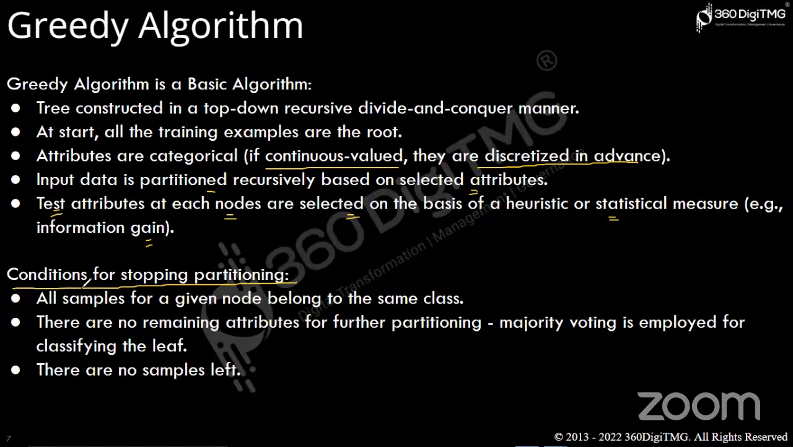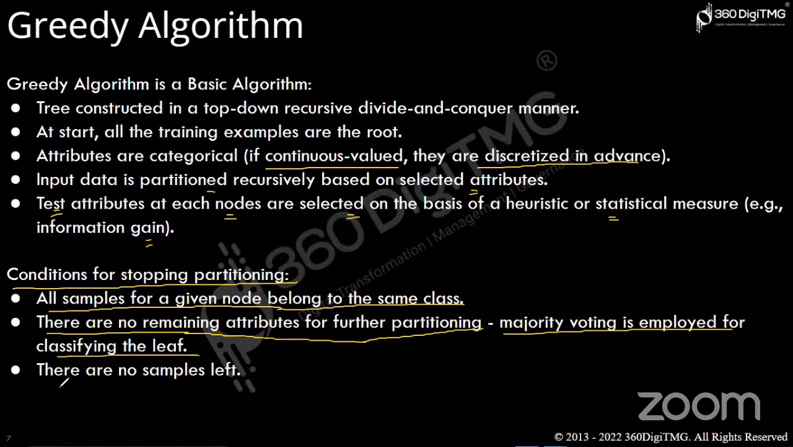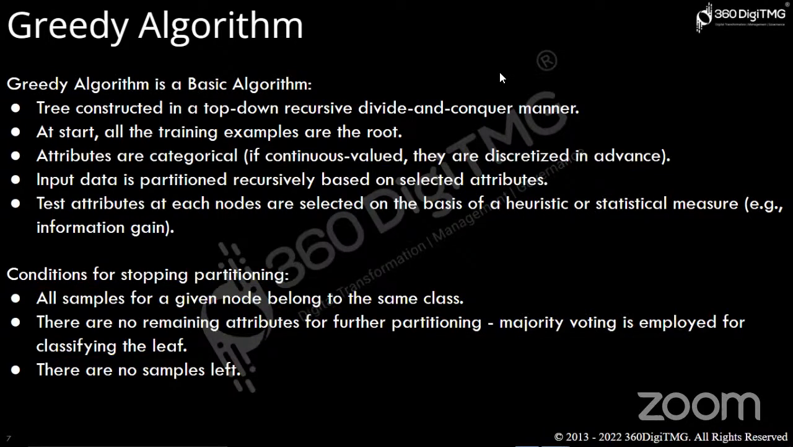What are the different conditions here? If all samples for a given node belong to the same class, if there are no remaining attributes for further partitioning, or majority voting is employed for classifying the leaf, and if there are no samples left. In these conditions, we stop the partitioning. Because we are discussing huge data, not smaller data. What if we have huge data, what is happening?